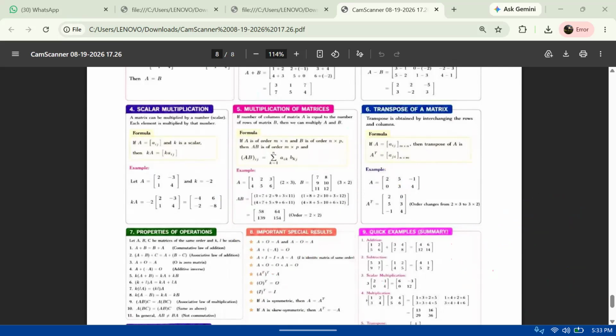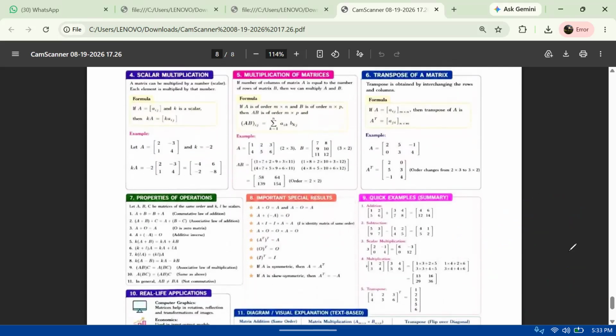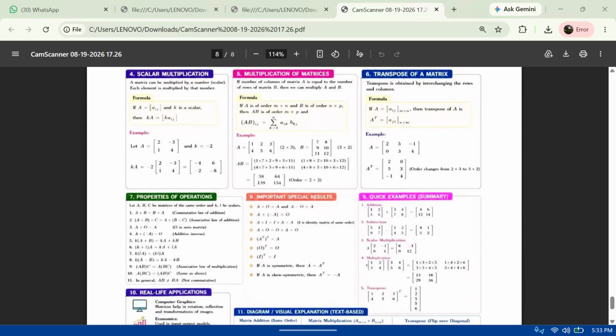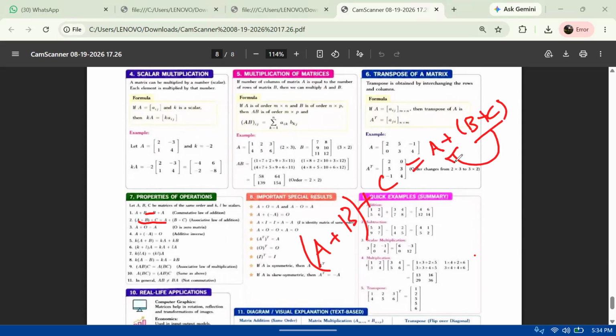Now I am going to move further. So here are some properties. In matrices, if you add A plus B and on the other side you add B plus A, the result is the same. This is called the commutative property. This is called the associative property. You can take three matrices, A plus B plus C. You add first A plus B, then add C, and on the other side you add A to B plus C. You perform this one first and add it to A. We get the same result in both cases.